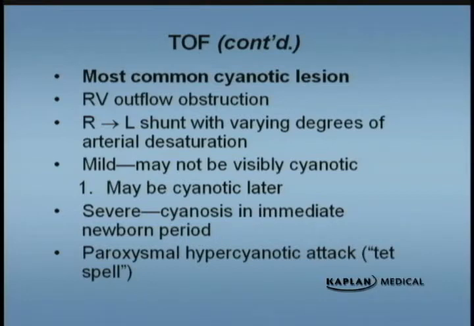In the old days when we didn't operate at such an early age, you would notice the child would be maybe playing and then they would squat. And when they would squat, they would increase the systemic vascular resistance and make it harder for blood to go across that VSD and up to the aorta and out, and it would kind of make the blood go more towards the lungs. We do the same thing with infants nowadays. If they're having a hypercyanotic attack, what we do is we just scrunch them up and put them in the knee-chest position. That increases the systemic vascular resistance and kind of makes the blood go a little more towards the lungs.